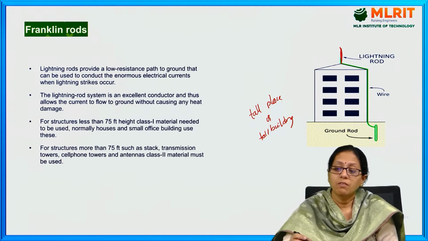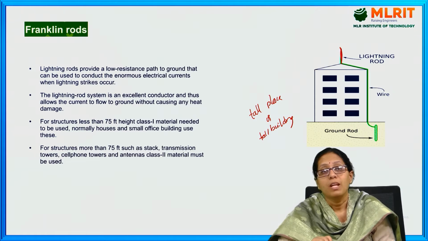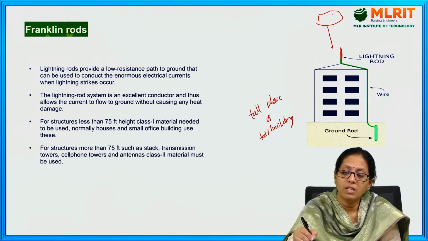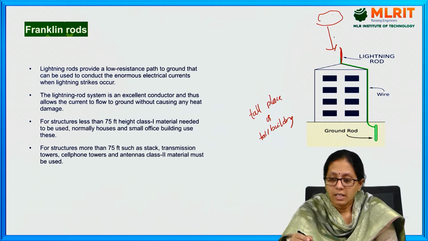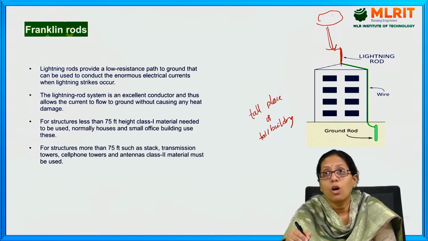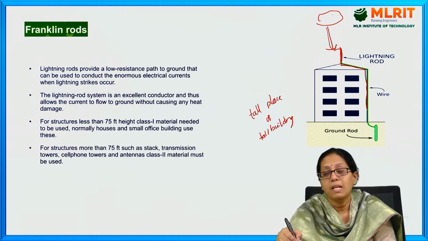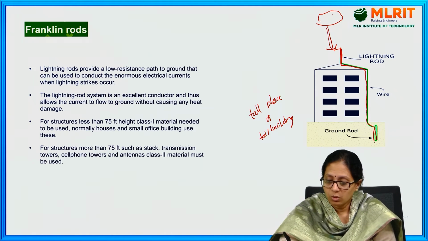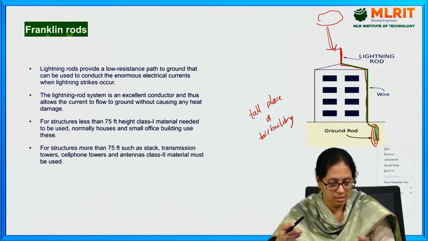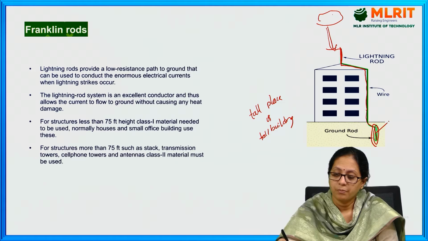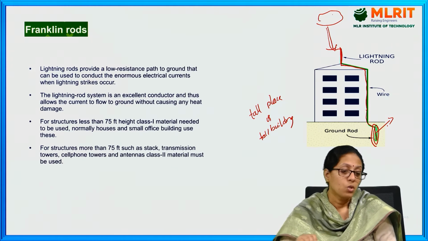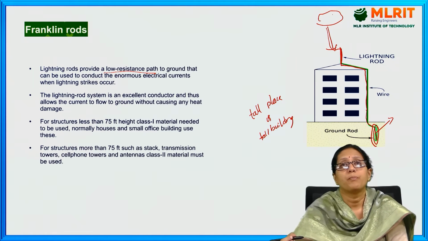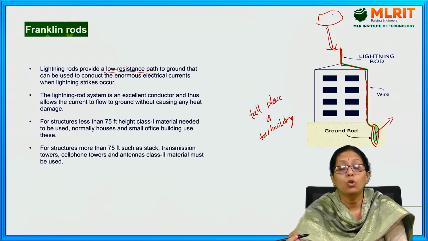On a tall building, we will be placing this lightning rod, and whenever a lightning strike occurs from the cloud, the current from the cloud passes through this rod which is placed on the building, and it will go through the ground. So lightning rods provide a low resistance path to the ground.